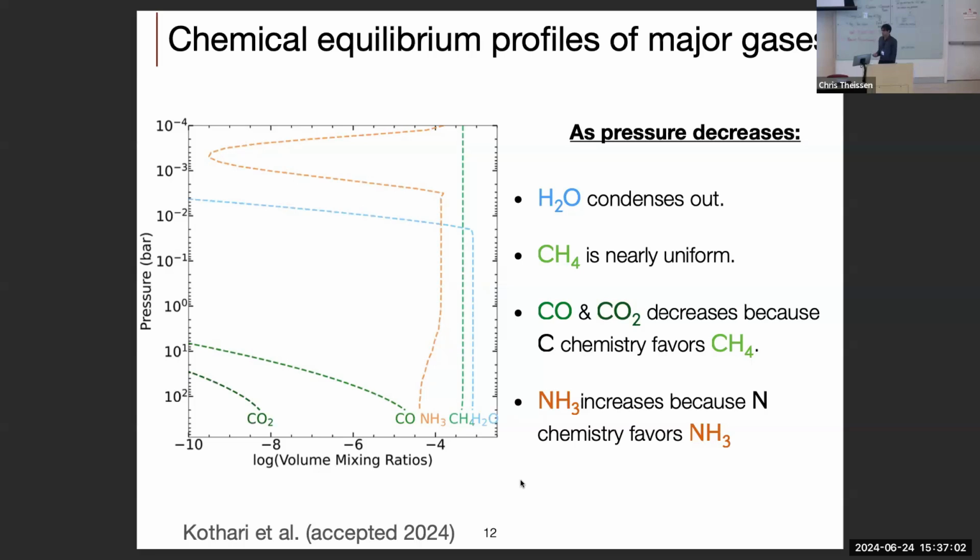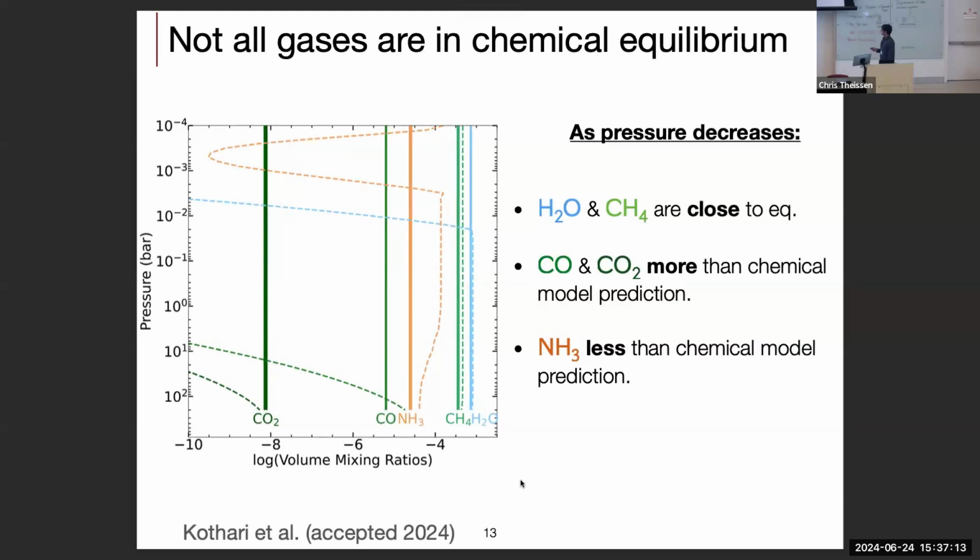So now you might wonder, how do our retrieved volume mixing ratios compare to the chemical equilibrium predictions? And so here, the solid bars show the retrieved chemical profiles. For water and methane, they are very close to the prediction. But for CO and CO2, they're very different. The retrieved values are higher compared to the chemical equilibrium predictions. And the opposite is true for ammonia, where its volume mixing ratio is lower compared to the chemical equilibrium prediction. So why is that?